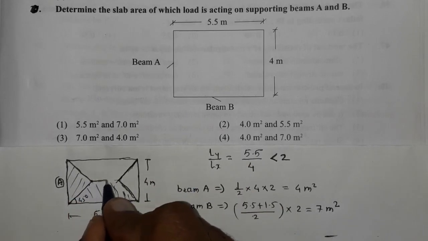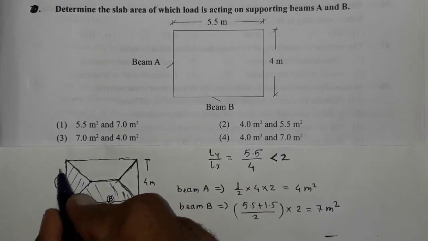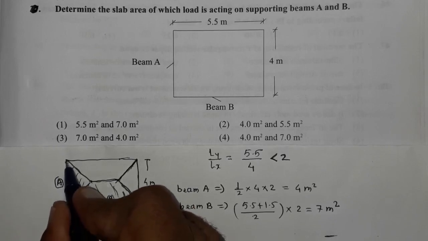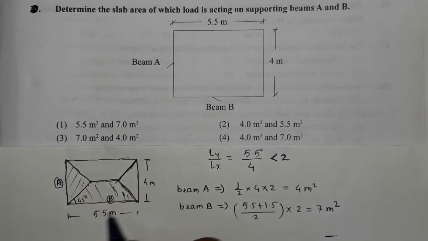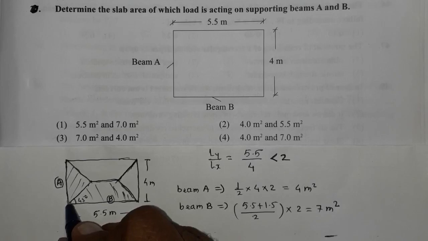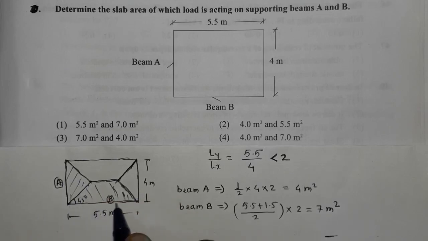So then we will have to join these 2 points also. So this beam, which I am going to call the short beam, and this is the long beam. So this beam will be sharing the load from this triangular area, whereas the long beam is going to share the load from this trapezoidal area.